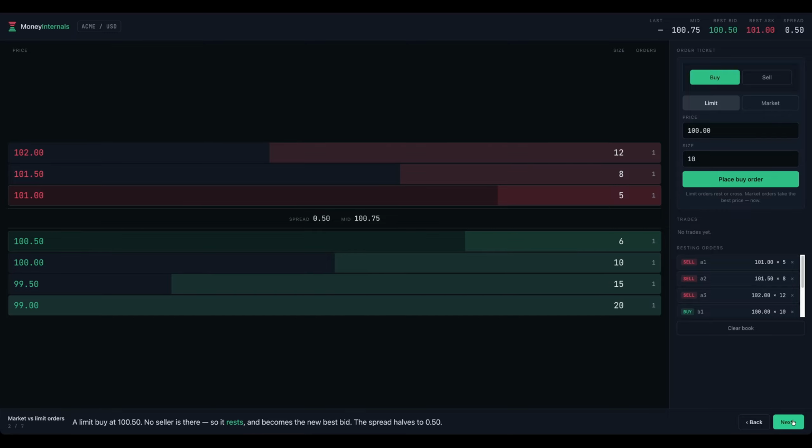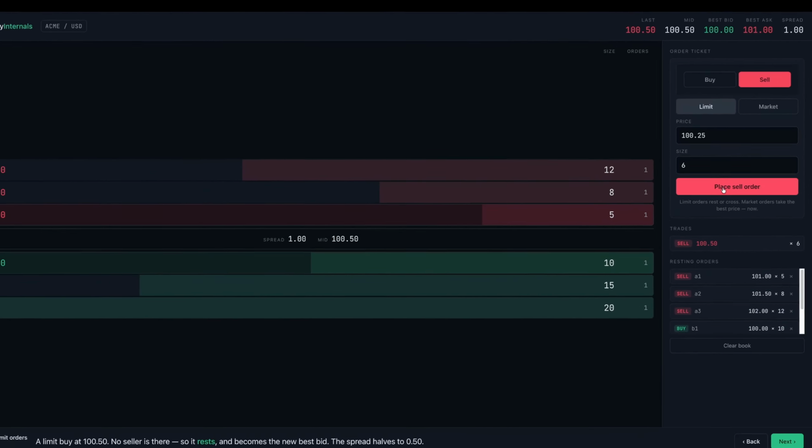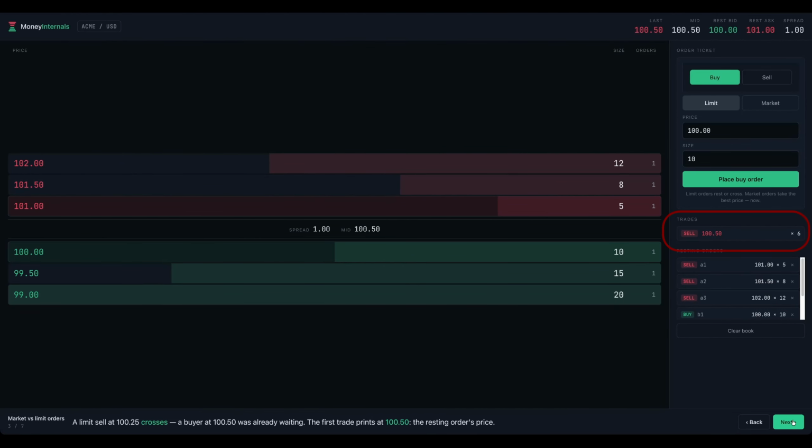Now let's see what happens when someone is not willing to wait for the price. A seller arrives with a limit at 100.25, and this order does not rest, because look at what was waiting, a buyer at 100.5. The seller said 100.25 or better, and 100.5 is better. The price is crossed, and for the first time on this exchange, a trade prints.